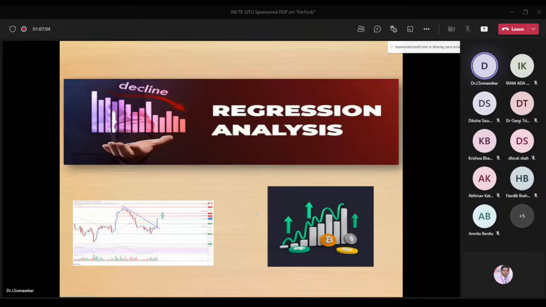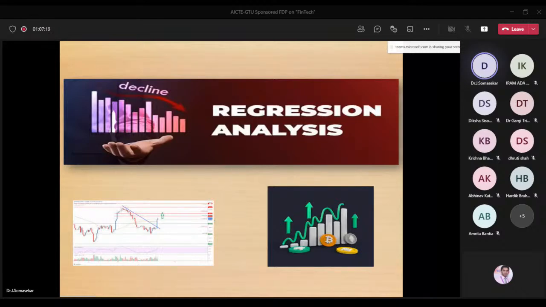Now I'll come to the next one: how to find the Bitcoin prediction by using regression analysis. We are going to focus on regression analysis. I will show some of the reference papers also. You can go through those papers and you can find so many other regression models also.